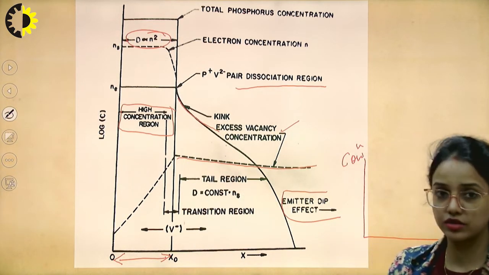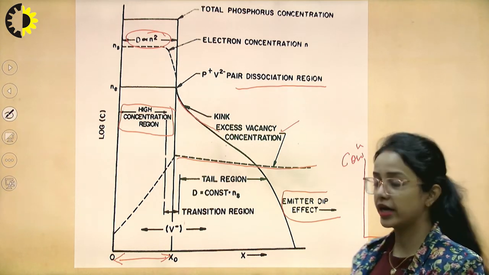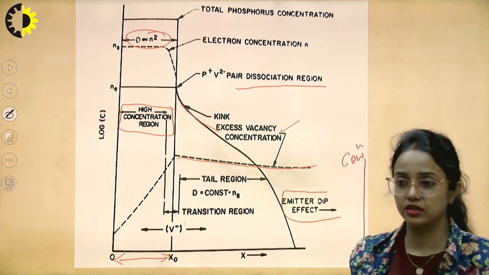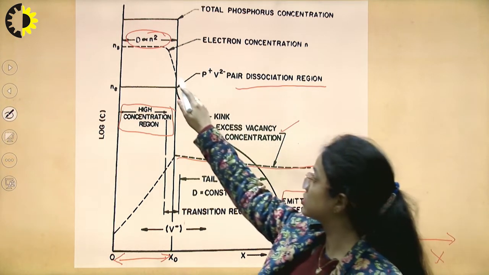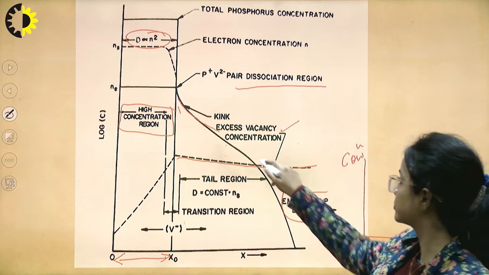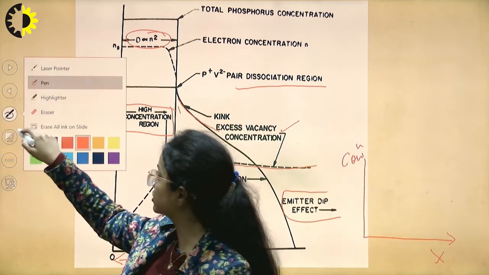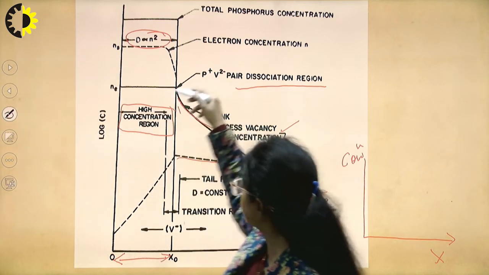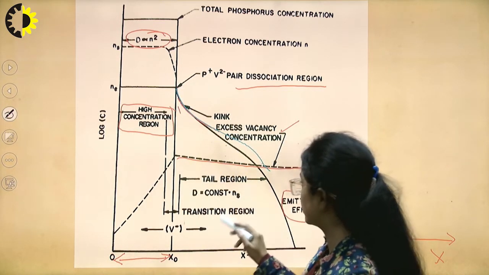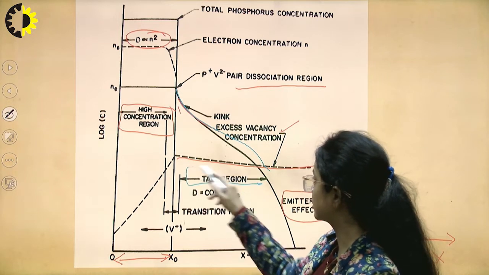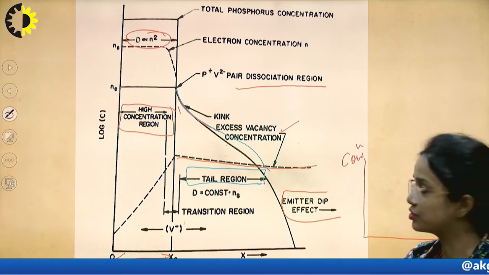N is concentration. So as we increase the junction depth, or as we increase the depth inside the semiconductor, this falls abruptly. In this diagram, we can see that this curve is different. It's falling. This is called the tail region. One is the high concentration region and the other is the tail region.